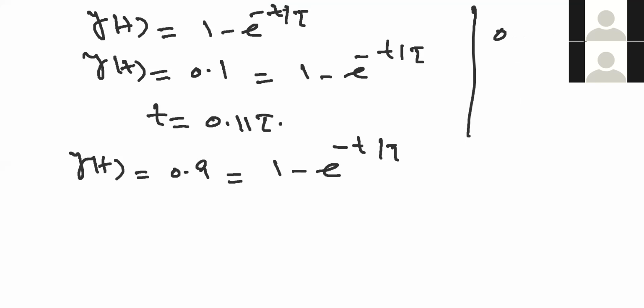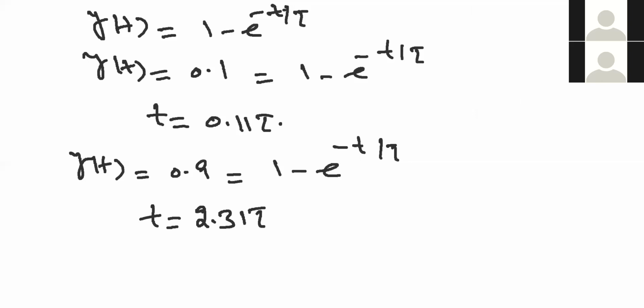So I'm erasing this one, and I'm coming back to the original problem. So 90% of the final value, but now here the final value is 1 because we have the unit step function, that is why 0.9 multiplied by 1. So again, you have to find t, and this will be equal to 2.31.